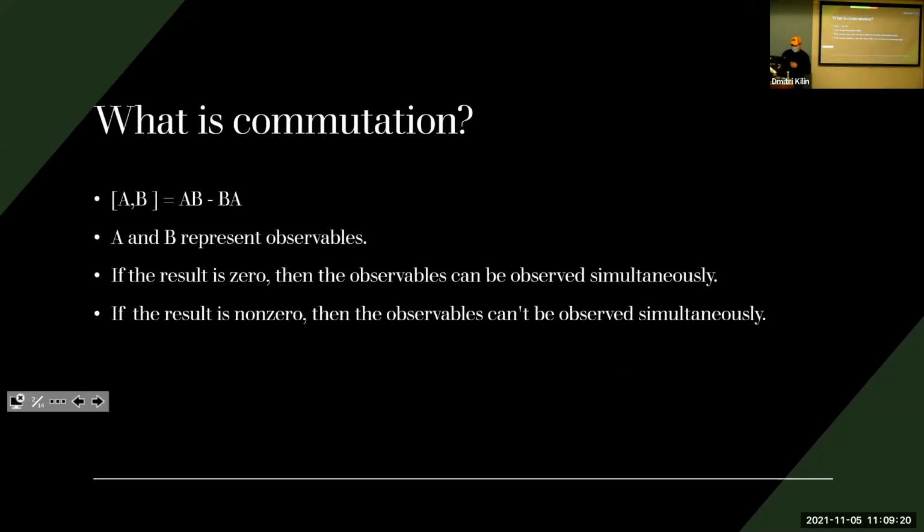All right, so we start out with what is commutation. You have A and B, and both of them represent observables. Then you have AB minus BA. If the result is 0, then those observables can be observed at the same time. But if not, then they can't.